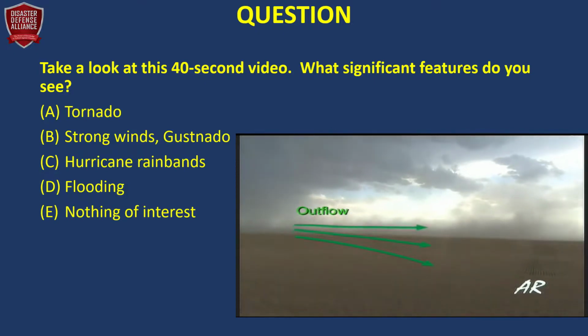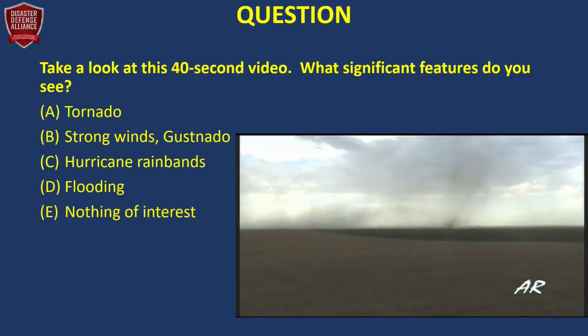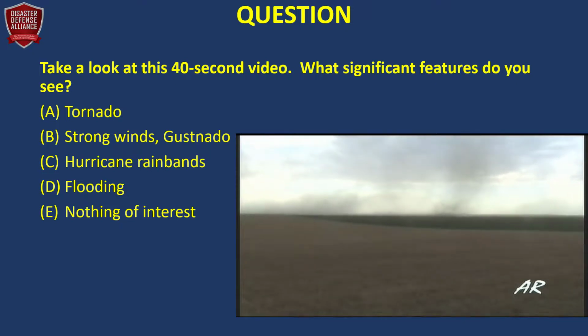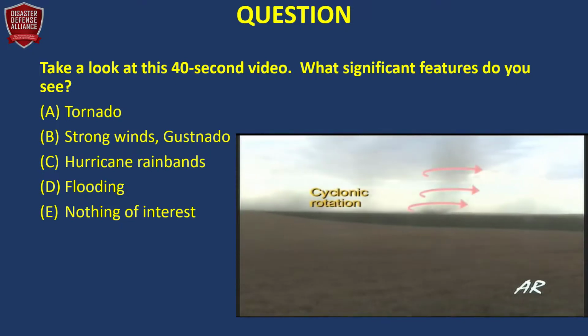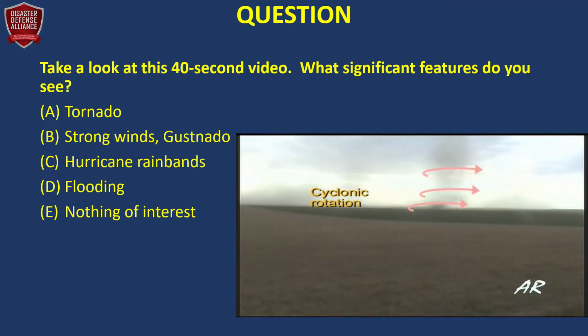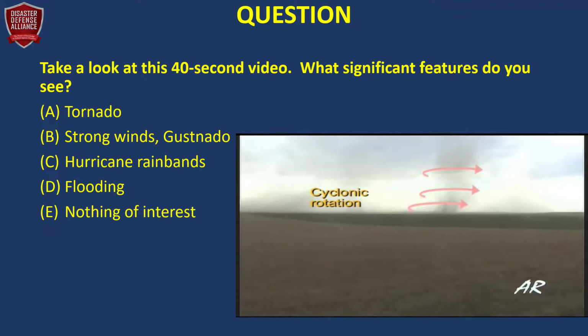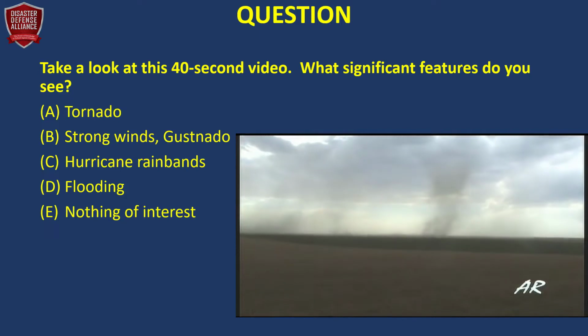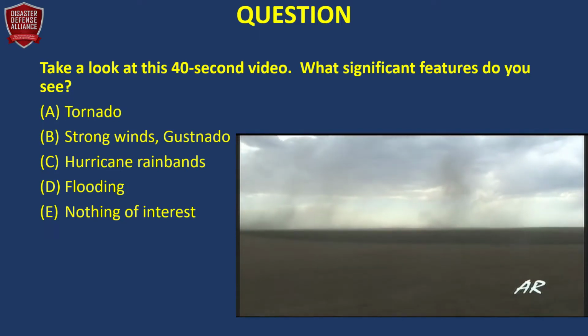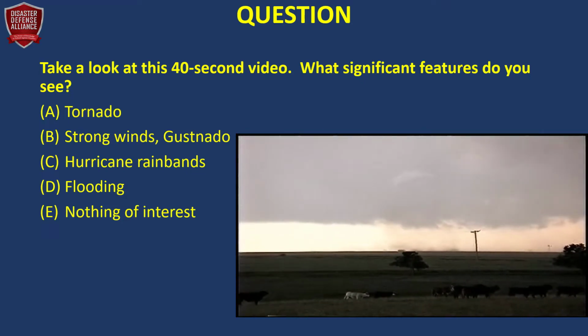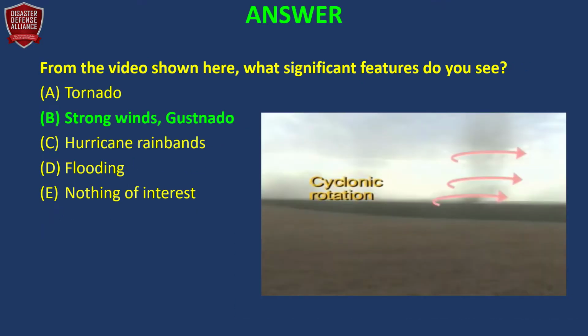Now take a look at this 40-second video. What significant features do you see? Hopefully you see both strong winds that are picking up dust, as well as an occasional circulation that represents a gustnado, so the correct answer would be B.